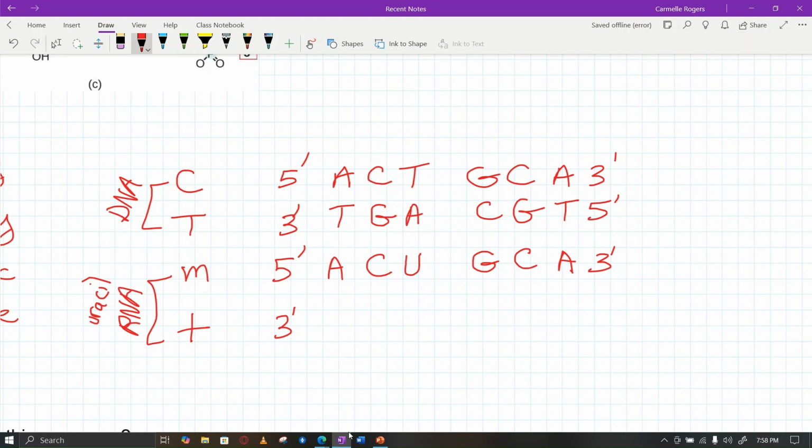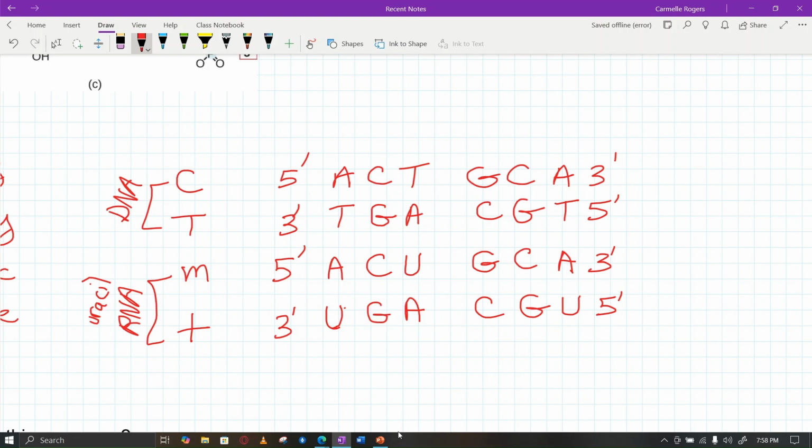Now, tRNA is a type of RNA. Instead of thymine, we have uracil. Then we have our guanine, adenine, cytosine, guanine. And we're going to end up with our uracil and then 5 prime. How did everyone do on that? Let me know in the comments if you were able to get all 4 strands.